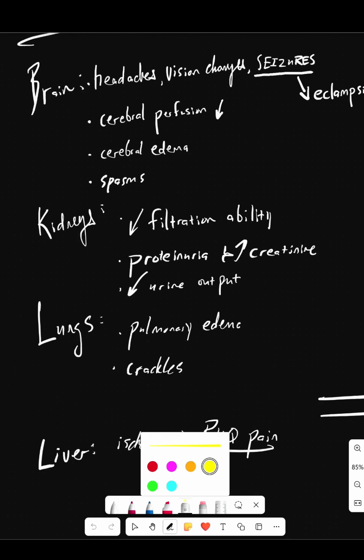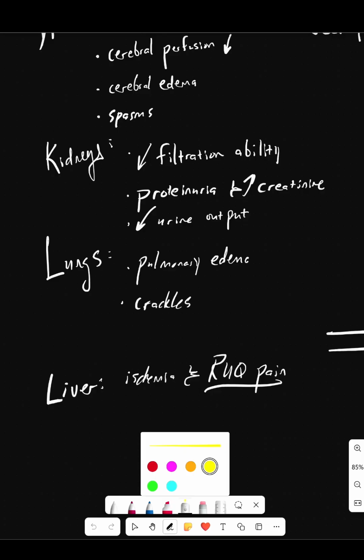The lungs, again, we talked about leakiness, and so what is particularly dangerous with the lungs is fluid in the alveolar space, so pulmonary edema, and this is going to display itself as crackles, and you should be listening to lung sounds on every patient, particularly your obstetric patients. Liver, I included this one because one of the key symptoms that these patients might be experiencing as well is right upper quadrant pain, which an ischemic liver is going to sometimes present with.